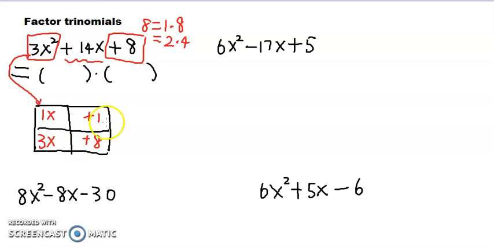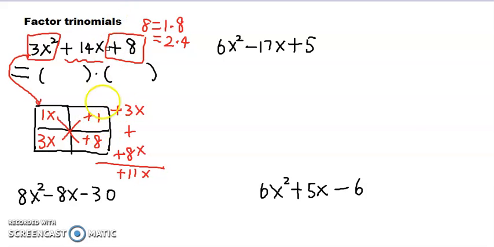How do we know if this is the correct pair? What we do is we cross multiply them. 1x times positive 8 gives us a positive 8x, and 3x times positive 1 gives us positive 3x. When we combine them, we get positive 11x, which does not match the middle term. So that means this is not the correct answer.